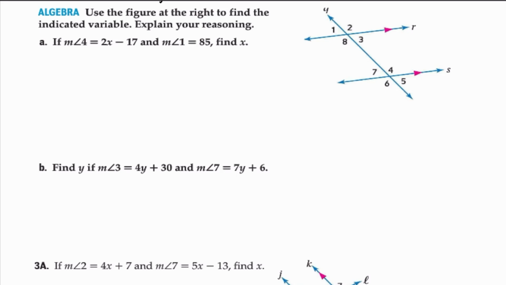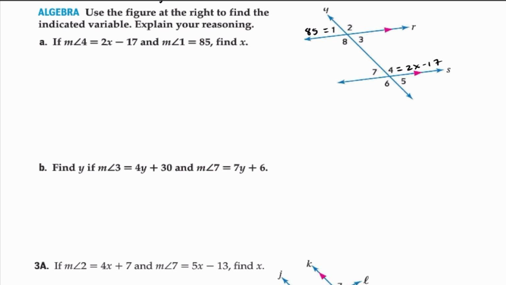Let's move on to the algebra side of things. Use the figure at the right to find the indicated variable. Explain your reasoning. Here's our diagram. We have parallel lines cut by a transversal. If the measure of angle 4 is 2x minus 17, so where's angle 4? Angle 4 is located right here, and I'm going to write 2x minus 17 next to it. And the measure of angle 1 is 85 degrees.